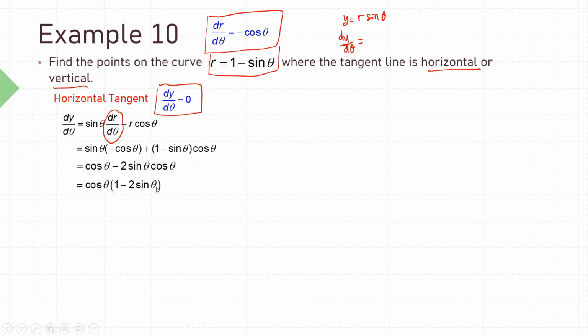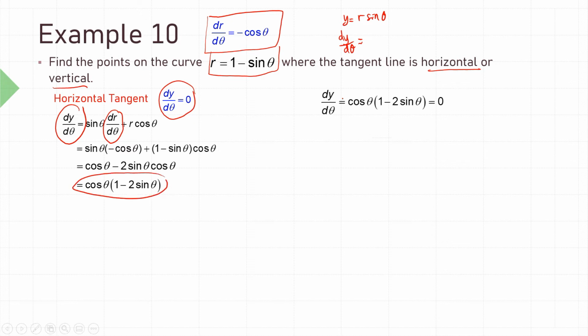Now we want to solve for the part where dy over d theta is equal to 0, meaning we equate this to 0. So we want to solve these trigonometric equations. Solving this, we have this part equal to 0 and this part equal to 0. So we have cos theta equal to 0, and 1 minus 2 sine theta equal to 0, which can be simplified as sine theta equal to half.